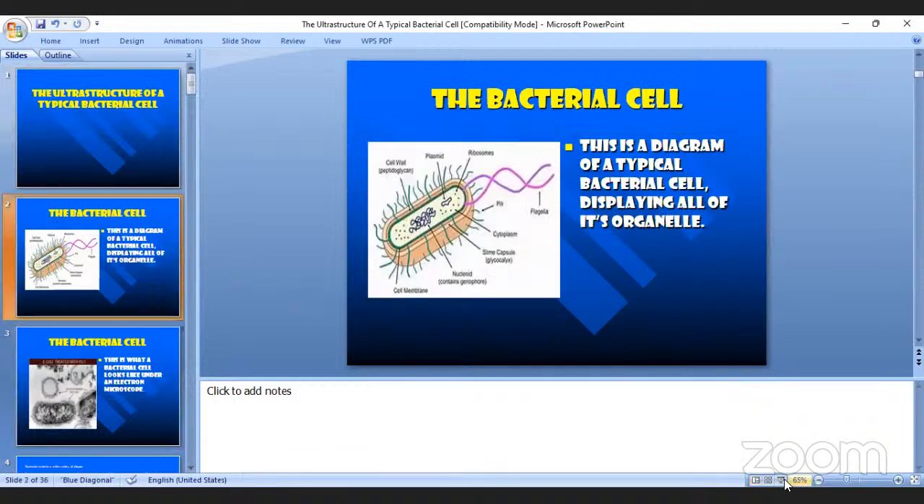Now visible? Yes, sir. The bacteria cell, with the diagram. Clear? Yes. Okay.